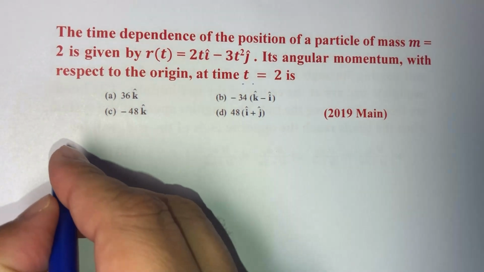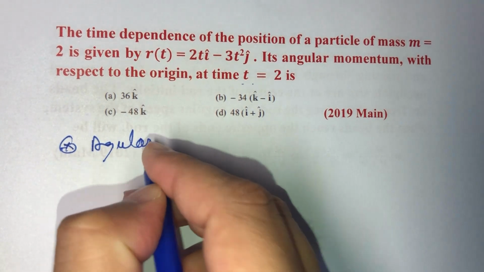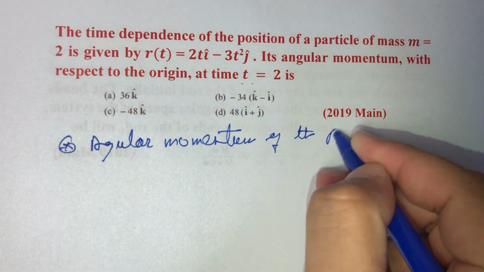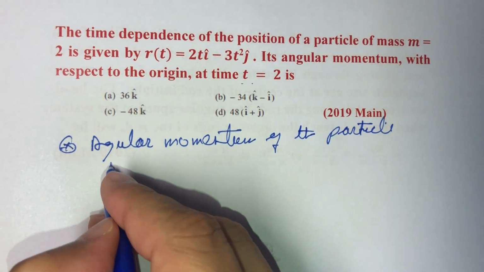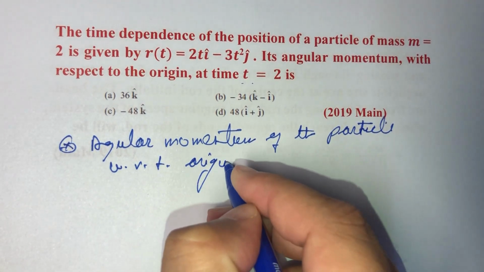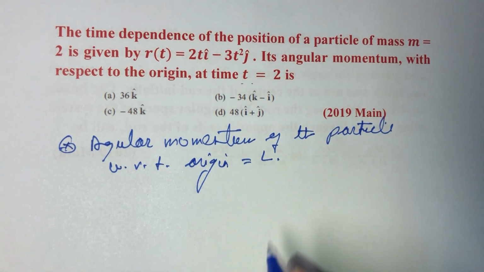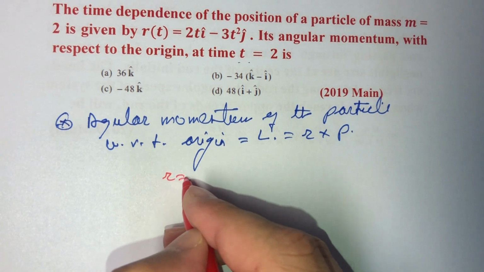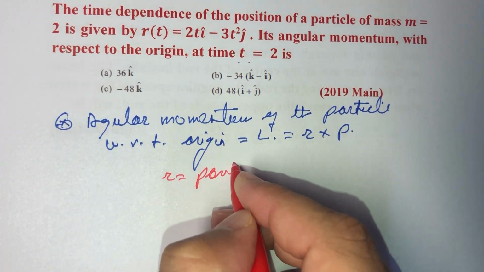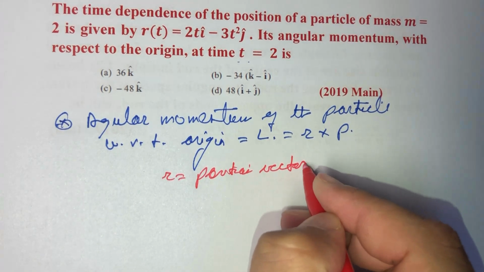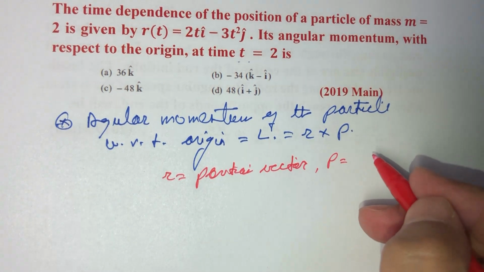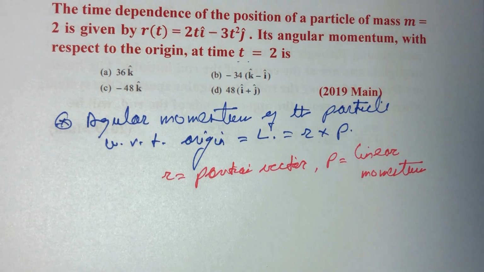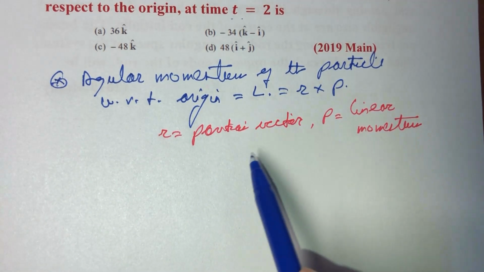So let us first of all say that the angular momentum of the particle with respect to origin, if it is represented as L, then L will be equal to R cross P, where this R is the position vector and P is the linear momentum. And the linear momentum is given as mass into velocity.